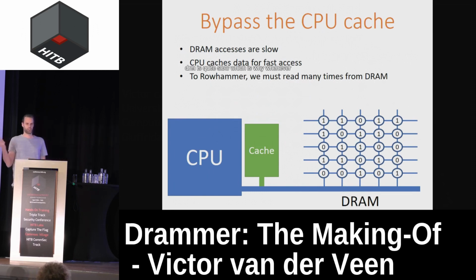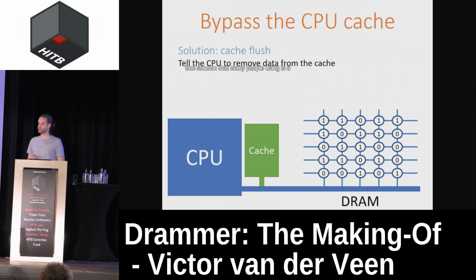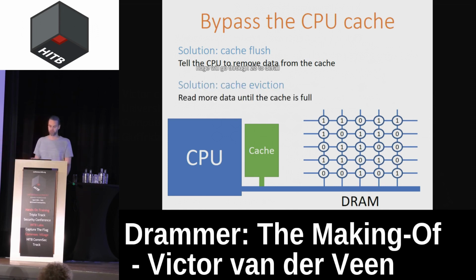Bypassing the CPU: we all know that the DRAM is quite slow, which is why whenever the CPU is reading some data from DRAM, it will store it into a cache. But if we are going to Rowhammer, we must read the same value from DRAM many, many times. So we need to bypass the CPU cache. One solution that many people are using is a cache flush. That's basically one instruction, clflush on the x86 platform, where you tell the CPU explicitly, please remove this data from the cache so that next time I read it, the read will go through to DRAM.